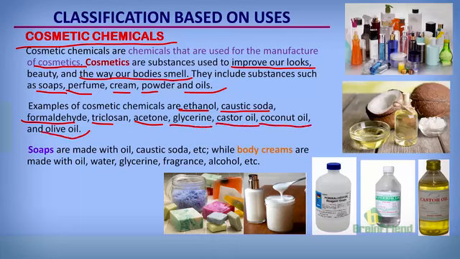For example, soaps. Soaps are made with chemicals such as caustic soda, oil, and so on. So for the manufacture of soap, you must use caustic soda and different types of oil. How about body creams? Body creams are made using chemicals such as oil, water, glycerin, fragrance, and alcohol.